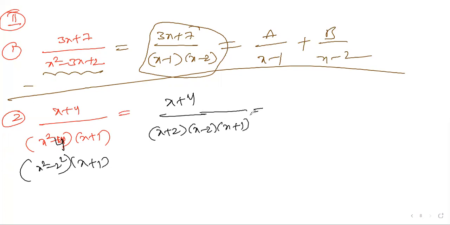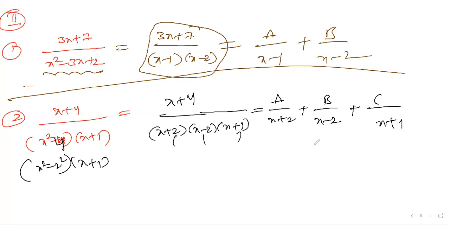Is that clear? Yes. Now we can write A/(x + 2) + B/(x − 2) + C/(x + 1). Clear? Because you can write the three individual terms. What is the next procedure? Take the LCM, cancel. First x equal to minus 2 you can keep. Next x equal to 2 you can keep. x equal to minus 1 you'll keep. You'll get the answer.